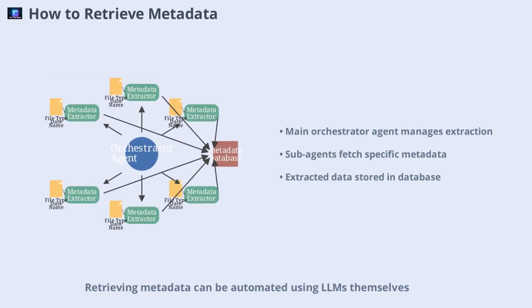Retrieving metadata can be automated using LLMs themselves. For example, you can set up a function that takes a data point and a text, then uses an LLM prompt to extract the required information. This approach is used in advanced AI systems, where an orchestrator agent can spawn sub-agents to fetch additional data as needed. While this method is powerful, it's important to monitor token usage as each prompt consumes resources. Properly managing this process ensures efficiency and cost-effectiveness.